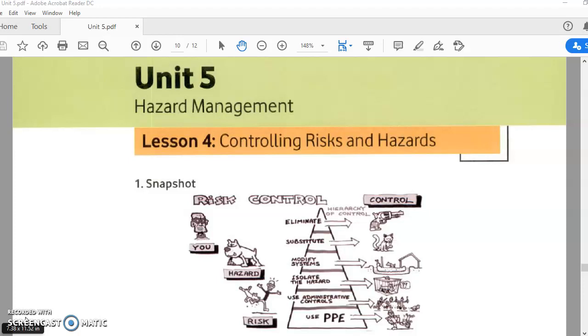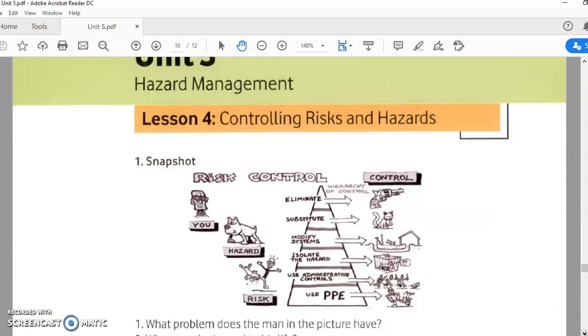There are steps we follow to minimize the risk, or to make the risk lower. These are the steps. The first one here is eliminate. Eliminate means to get rid of, to throw away, to remove. The second step is substitute. Substitute is to replace something with something else that does the same job, to minimize the risk.